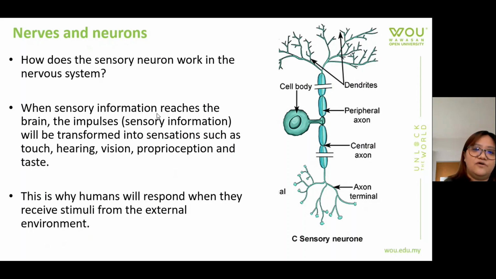When the sensory information reaches the brain, the impulses that carry the sensory information will be transformed into sensation, such as touch, hearing, vision, proprioception, and taste. So the sensory neurons carry the function of transmitting the sensory information. That is why humans will respond when they receive stimuli from the external environment. This is an important part that allows us to sense something.